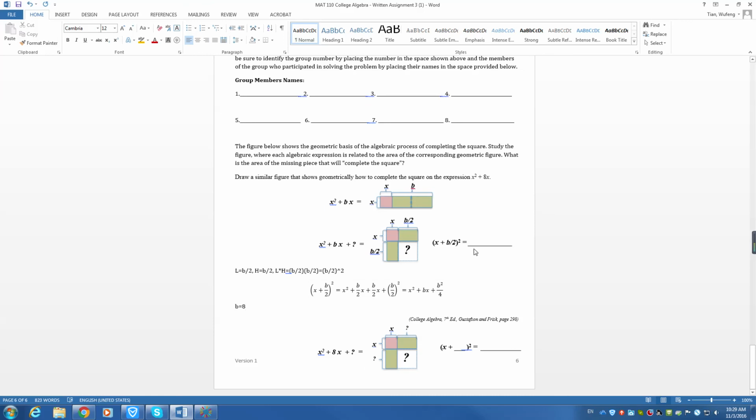Now complete the blanks. This is kind of like a problem to help understand completing the square from a geometric perspective. Okay, b equals 8, plug it in, you get everything here, and you put it here. This is 8 divided by 2, and then you simplify that. b is 8, so finish that.